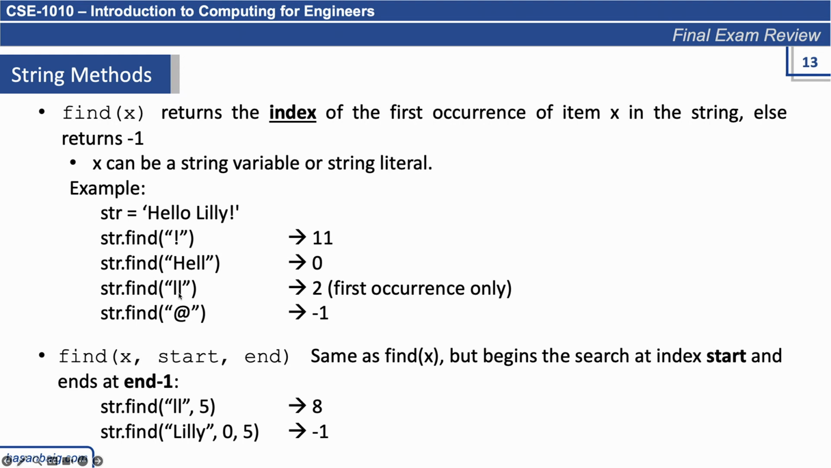Here, there are 2 occurrences of double L in this string. It will return the first occurrence. So double L is present at index number 2. 0, 1, and 2 is the first occurrence of double L.